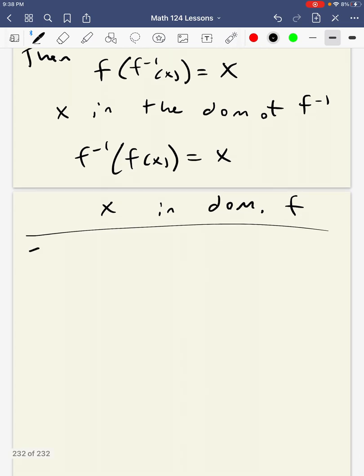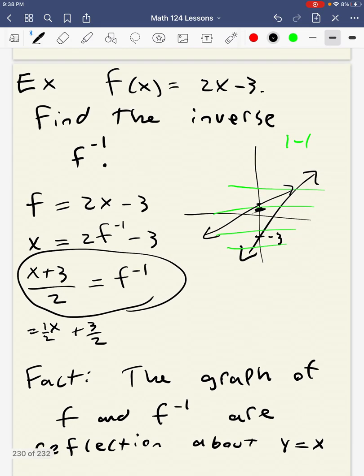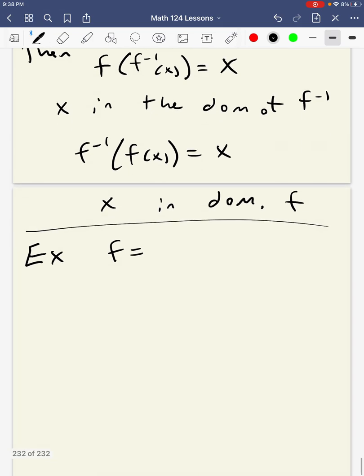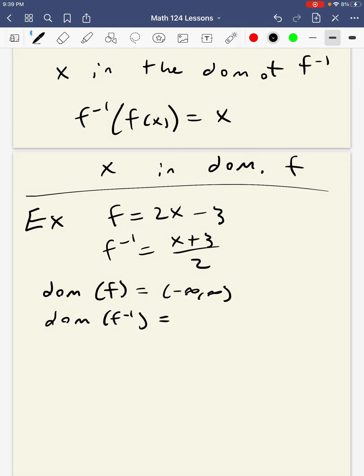Okay, so let's return to that example we were just looking at. We looked at f equaled, was it 2x minus 3? The inverse was (x plus 3) over 2. So we found the inverse. Let's also think about the domains here. Well, the domain of f, it's not very interesting in this case. The domain's all real numbers. Domain of the inverse is all real numbers. It's not a very interesting example.